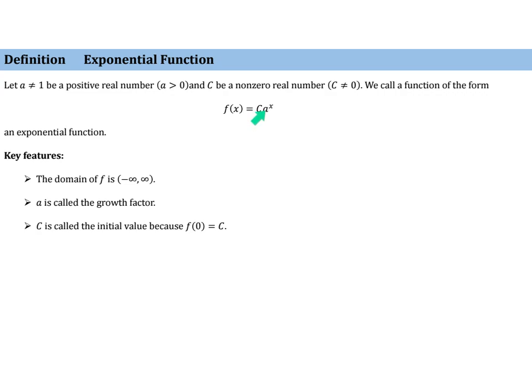A, the base of our exponential function, is called the growth factor, and c is the initial value because if x equals 0, then a to the x would be 1, and therefore f of 0 would just be c.